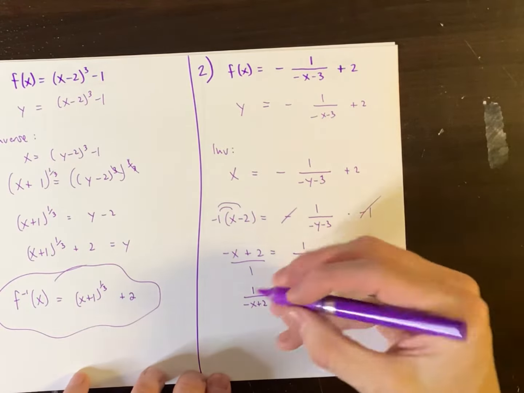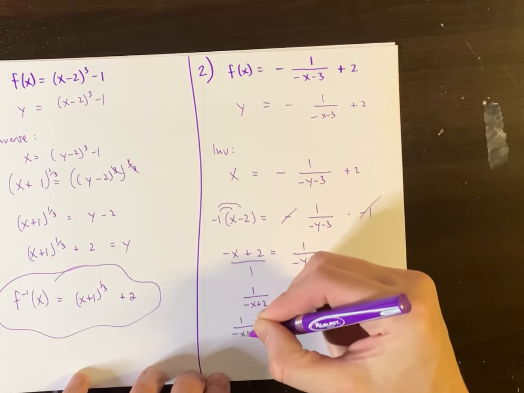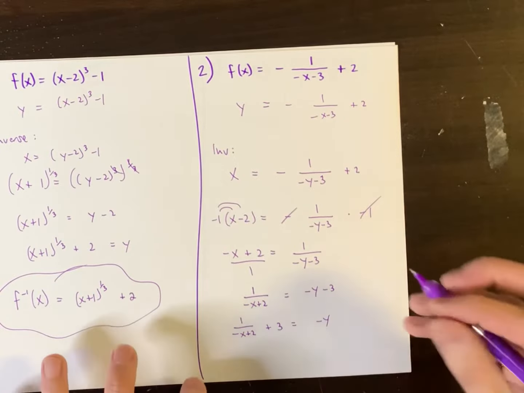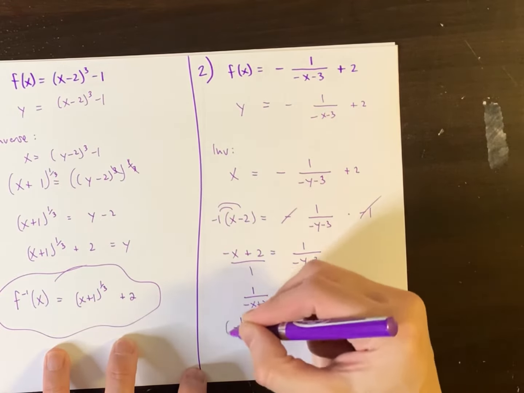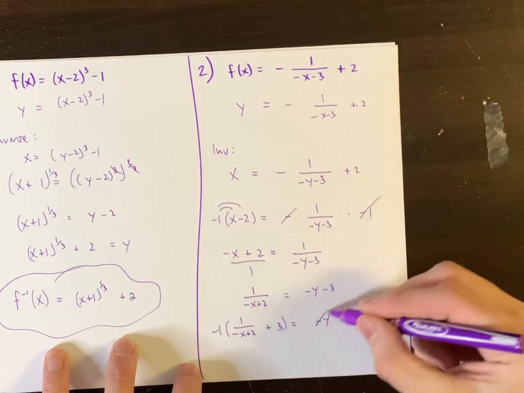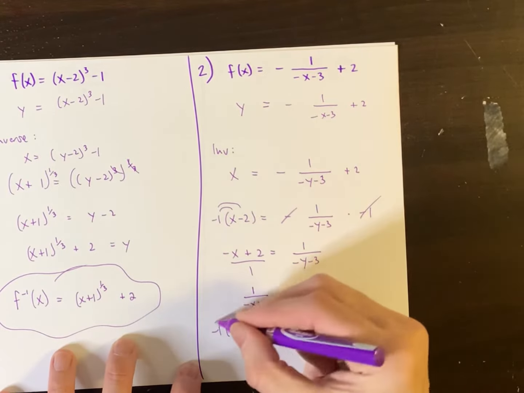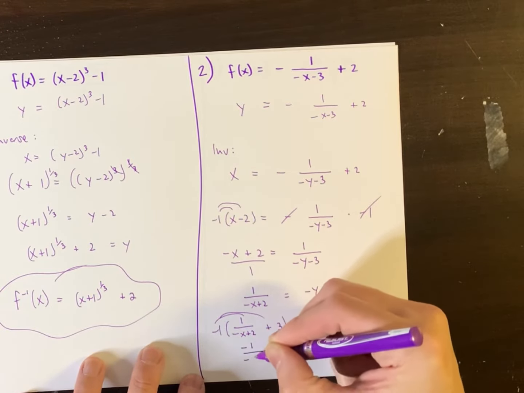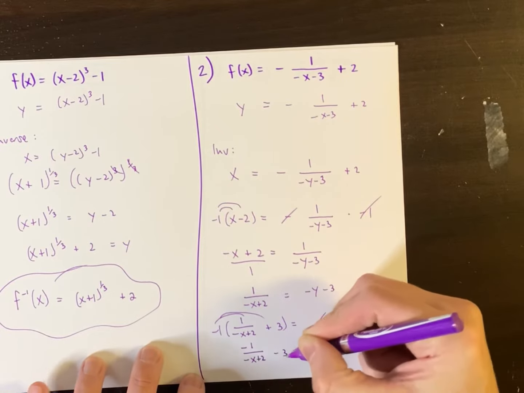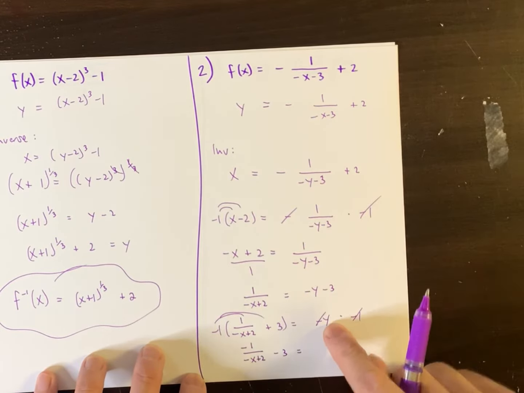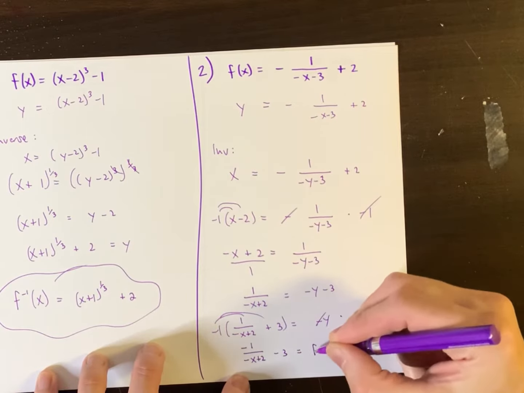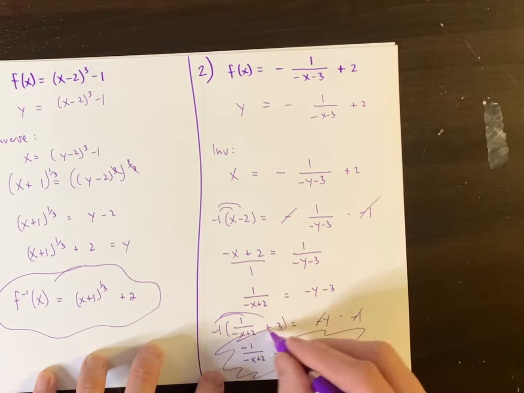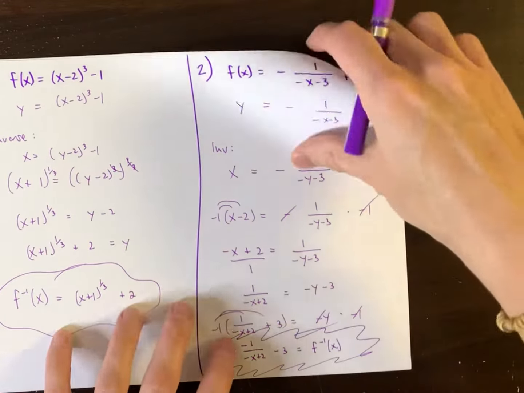Let me add the 3 to the other side, like this. And let me divide or multiply by a -1, so I can get rid of that negative, so that it's just positive y. And if I distribute this, it'll be -1 over negative x plus 2 minus 3 equals y, but really this should be called f inverse of x. So this answer could be cleaned up a little bit. You don't have to clean it up, but there it is for that one. So that's for 1 and 2.